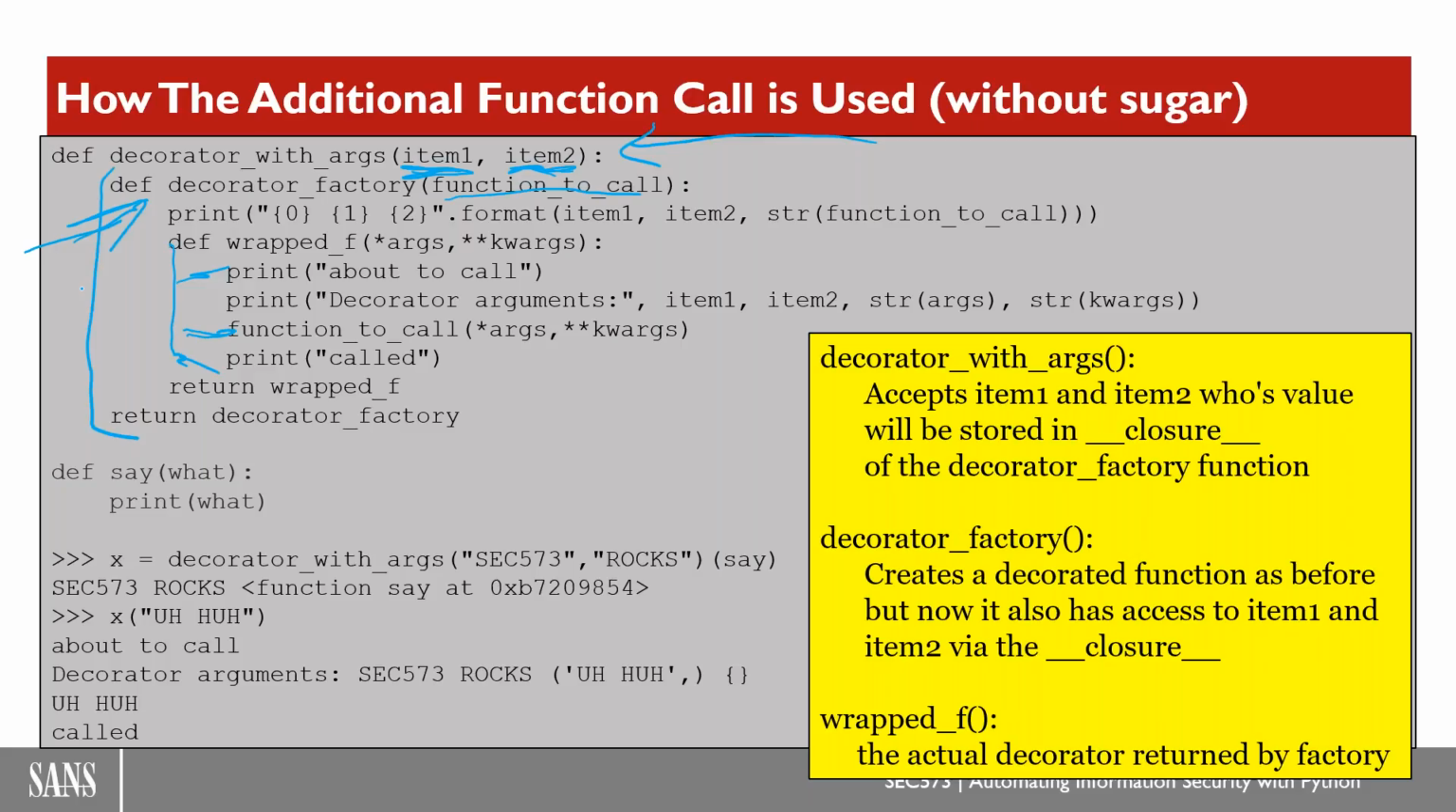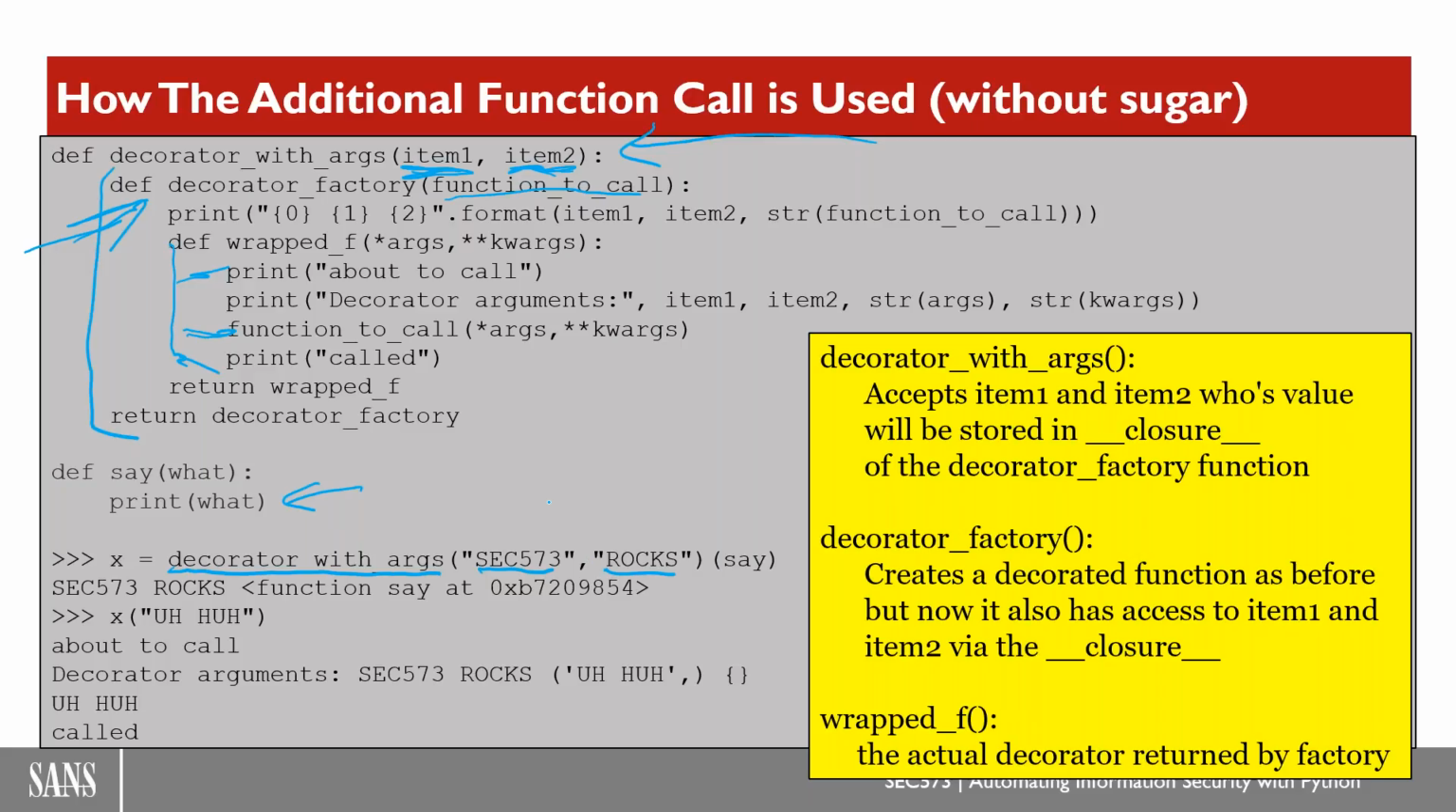All right, so what does it look like when we call these? So now I've got my decorator with args. I'm going to call it. I've got my function say that can say things, and I'm going to call the function decorator with args and pass in these two values.